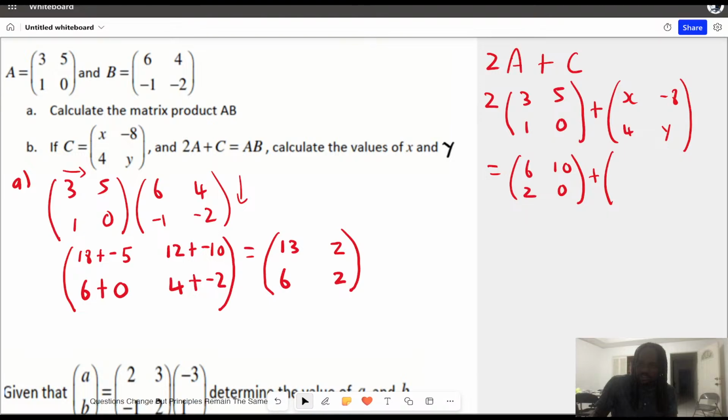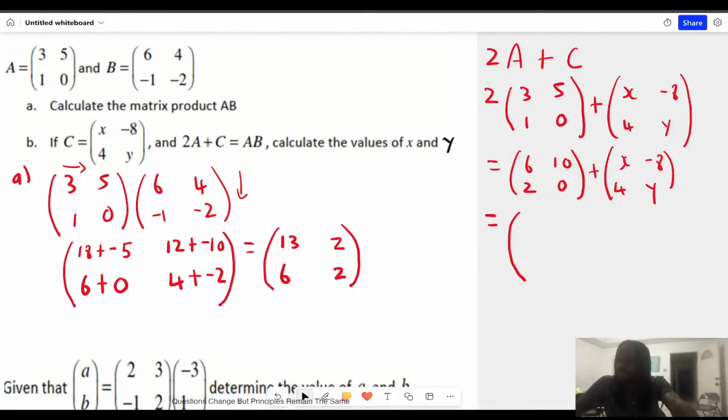Then plus x, -8, 4y. Alright, so this is not acting good at all.